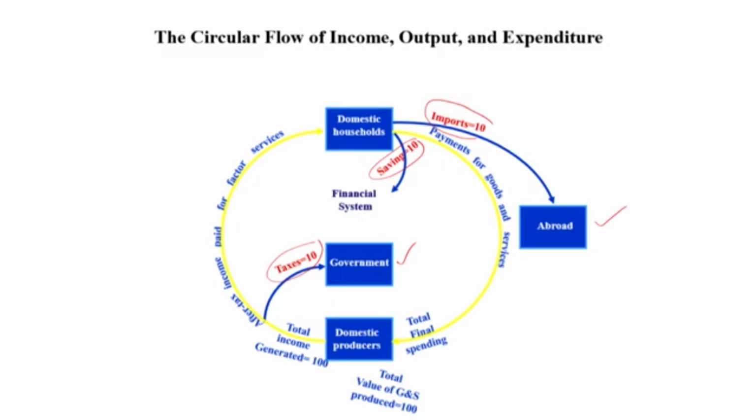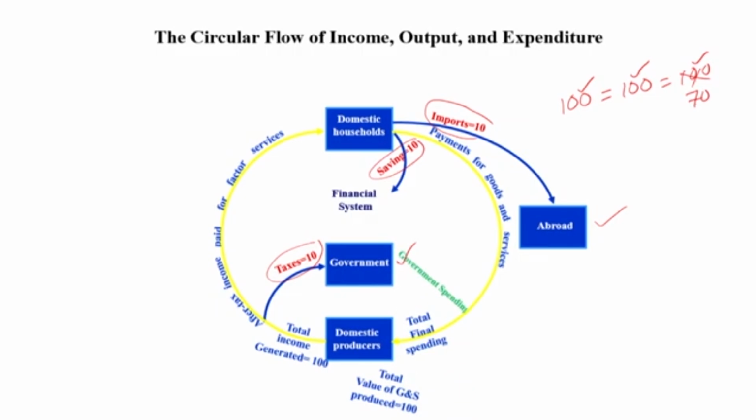So for example, in the previous picture, I showed that 100 total product equals 100 total income equals 100 total expenditure. Here in this picture you can see that the total product is 100, total income is 100, but out of this 100, 10 is taken away by the government in the form of tax, and 10 is given as saving in the finance market, and 10 is used for financing imports. So that means it becomes 70 only. These are the leakages.